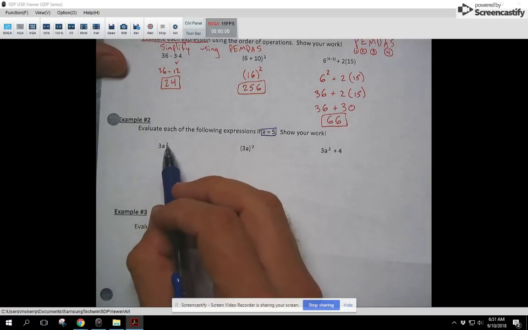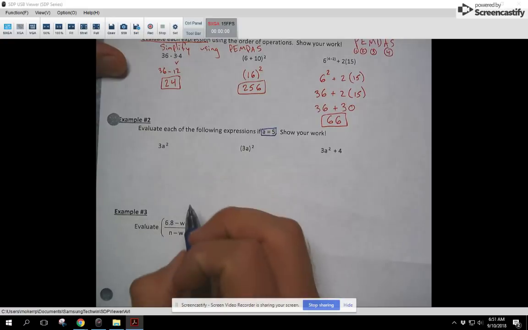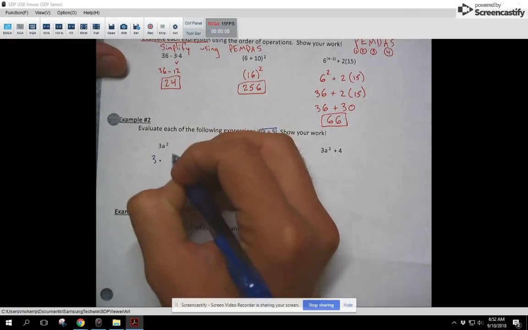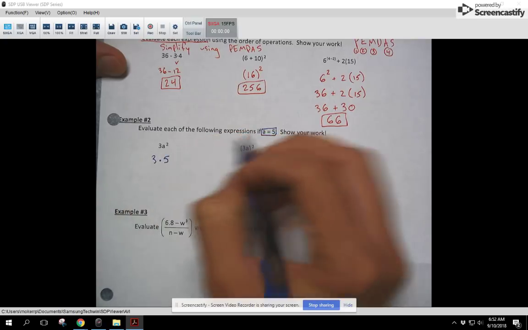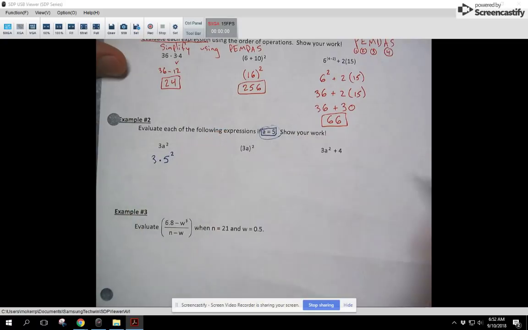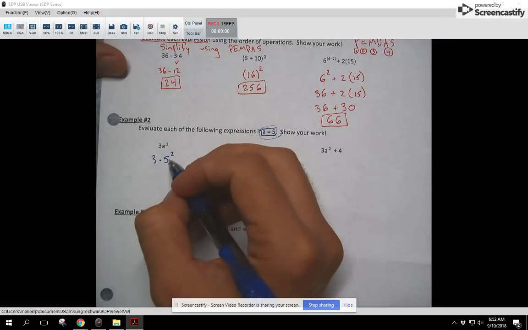In this one, since there's no parentheses, only a is being raised to the second power. So this says 3 times, I'm going to replace a with 5, and a is being squared, so 5 must be squared. Following my order of operations, exponents comes first.